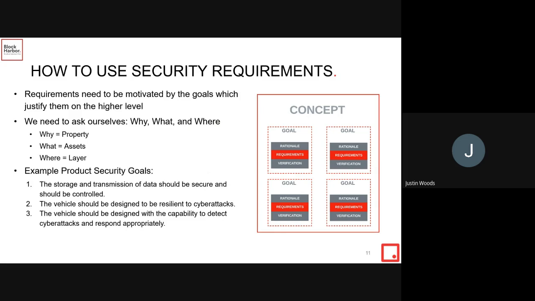So an example here would be the storage and transmission of data should be secure and should be controlled. Normally this would be saying shall. The vehicle shall be designed to be resilient to cyber attacks. The vehicle shall be designed with the capability to detect cyber attacks and respond appropriately. So these are, of course, just examples of the goals.